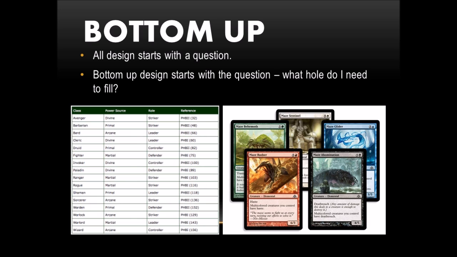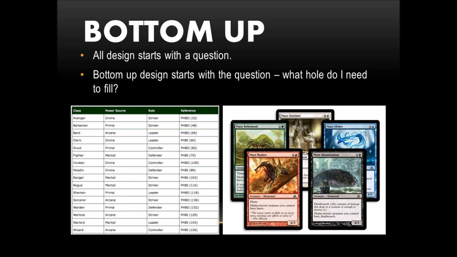Bottom up. All right, well, the first most important thing to understand is that all design starts with a question generally, right? Even if you don't ever voice that question, it's sort of a subconscious question. And bottom-up design starts with the question, what hole do I need to fill, right? Or, in other words, what element in my game is necessary here?